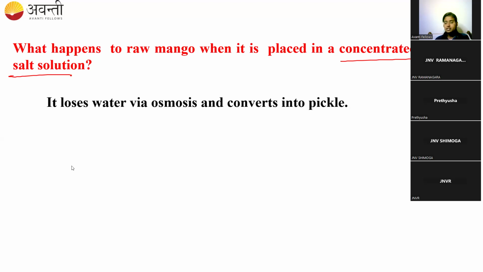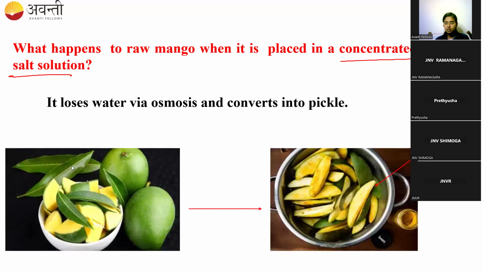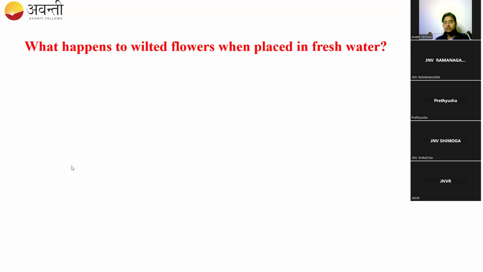Actually, it loses the water through the osmosis process and it is getting converted into a pickle. This is the picture I have shown you at the beginning in the first slide. So the raw mango loses the water. Water is a solvent. So water is getting out through osmosis and it is getting converted to a pickle. The brine solution is called a concentrated salt solution. Okay, clear.